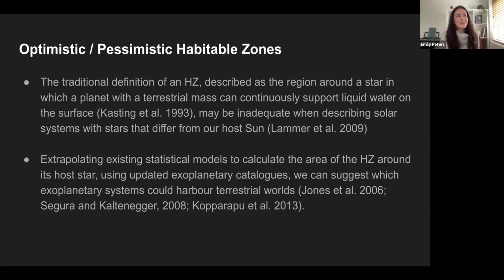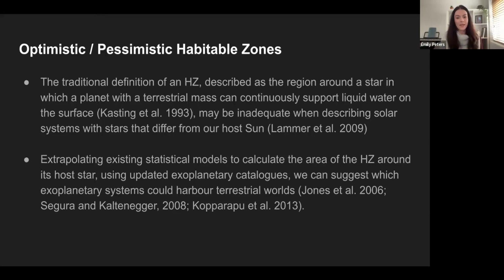But this definition does only apply to what we've already observed and what we can see and measure in our own solar system. And even within that range of organisms that we consider when we think about life and what we know life to be, there are obviously a lot of extremophiles, and we don't know exactly how they would cope in different systems. So that's a working definition of a habitable zone.